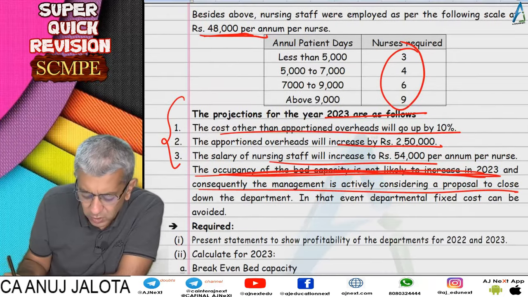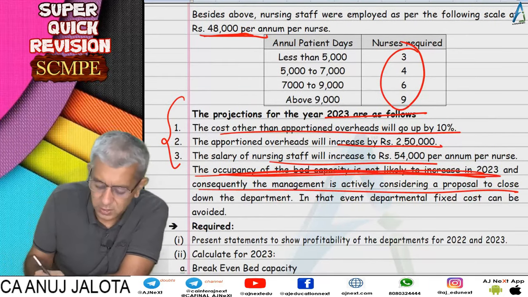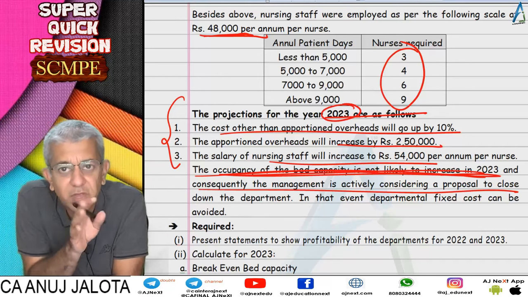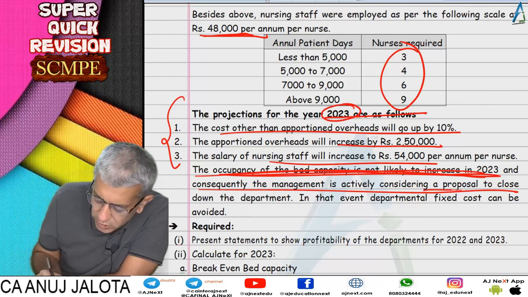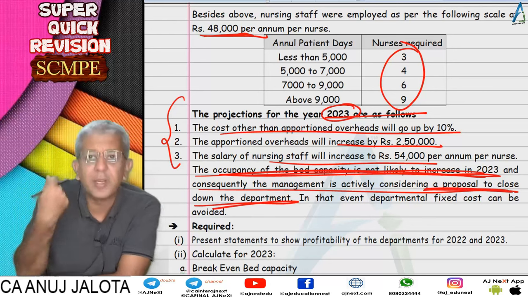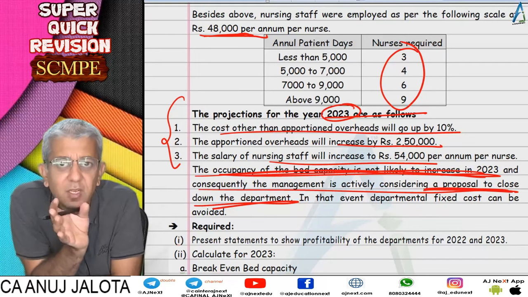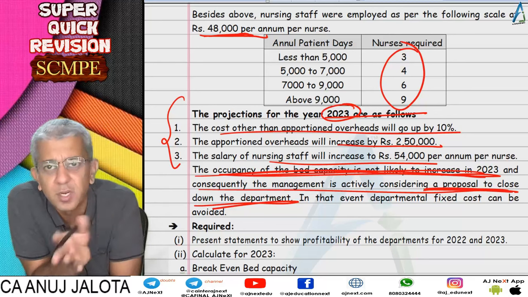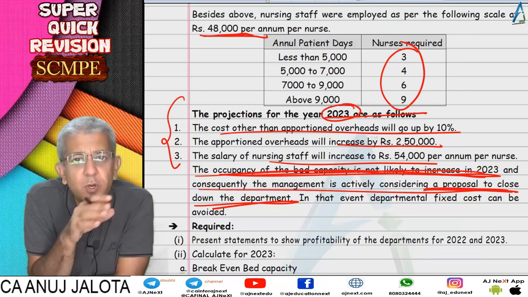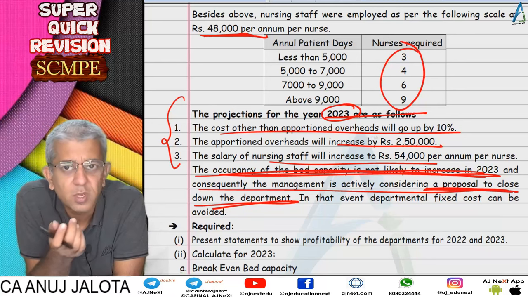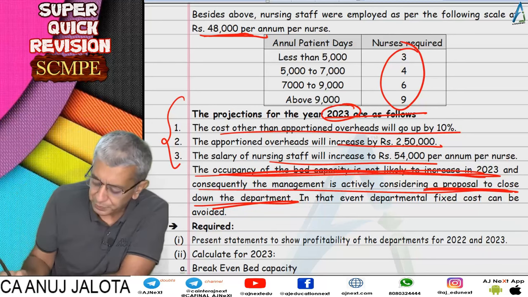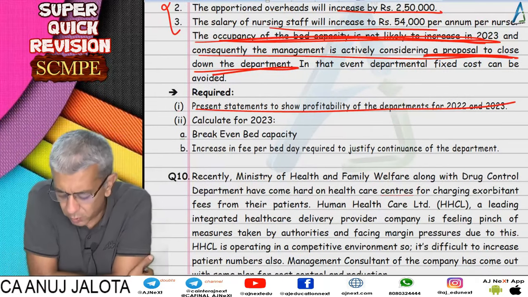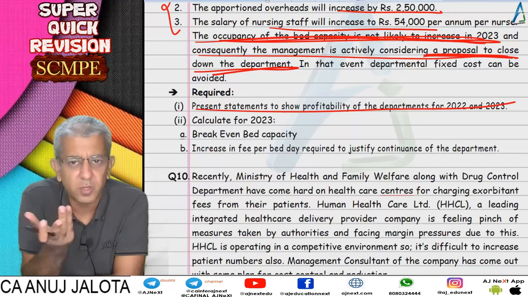Once we did that, we prepared our forecasted statement for 2023 and found out there will be a loss. And if there is a loss, the management was thinking, let's shut down the department. Although it has not asked us to evaluate whether we want to shut down or not, just because in 2023 there is a loss, the company is thinking to shut down. What we were asked here: present the statements of 2022 and 2023. We worked out the profits for both the years.